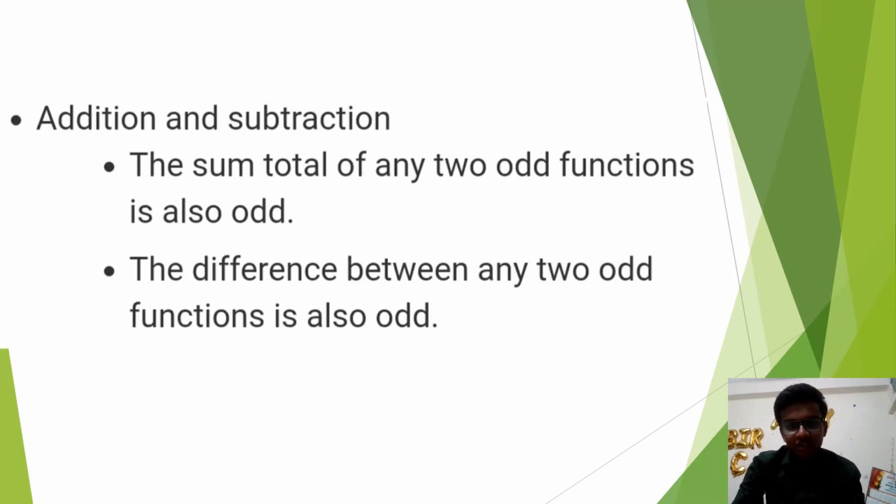The sum total of any two odd functions is also odd. The difference between any two odd functions is also an odd function. I will plug minus x in for x as simplified. f of minus x is equal to 2 of minus x cubed minus 3x squared plus 4x plus 4. You can see by quick comparison that this does not match what I had started with. So this function is not even.